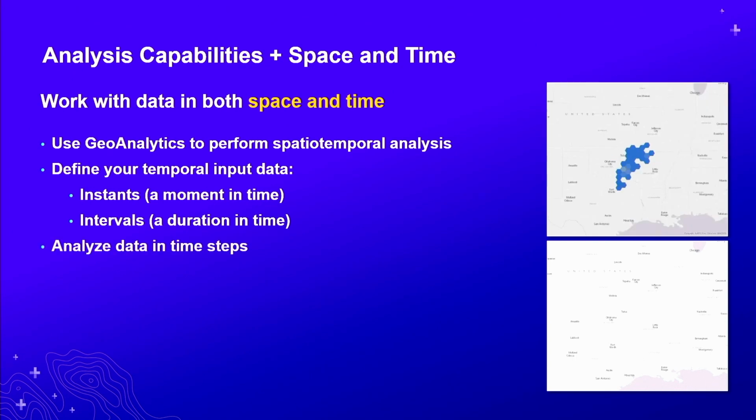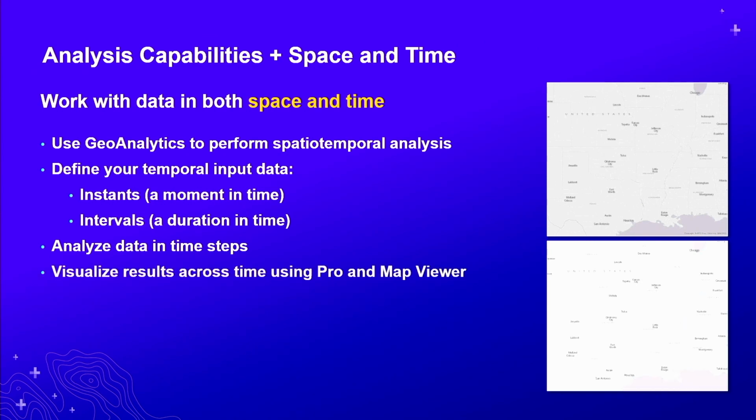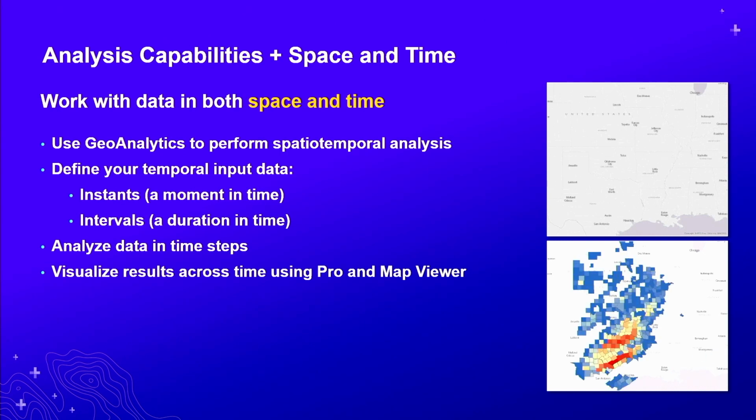You can analyze data in time steps, which you can see over on the right. This is lightning strikes. We've aggregated them into bins and we're looking as the time changes. Imagine there was a time slider going at the same time. This is available in a few tools like aggregate points and calculate density, find hotspots, and create space-time cube.